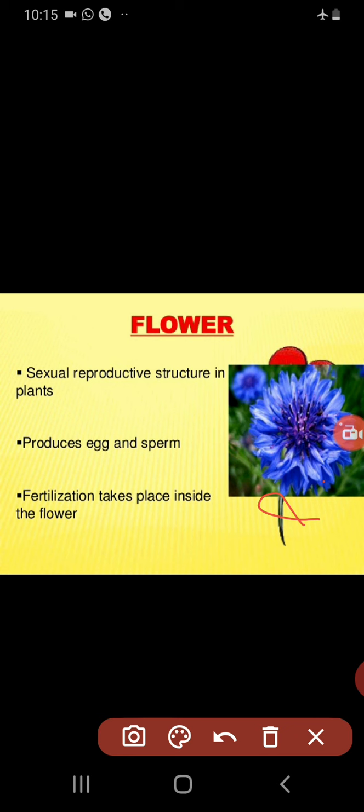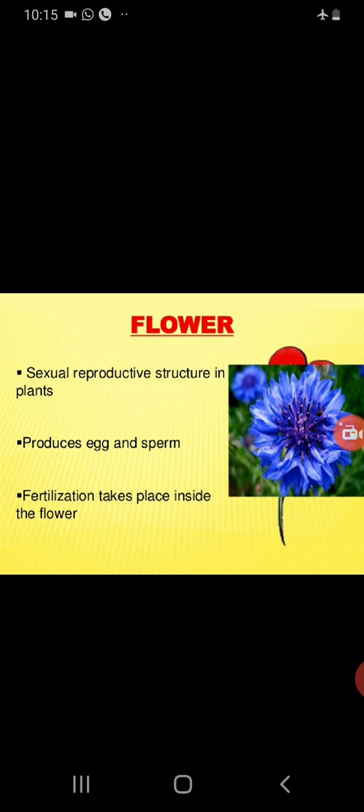These flowers produce eggs and sperms. Then fertilization also takes place inside the flowers. So it means flower is the main reproductive structure in the plants, right students?